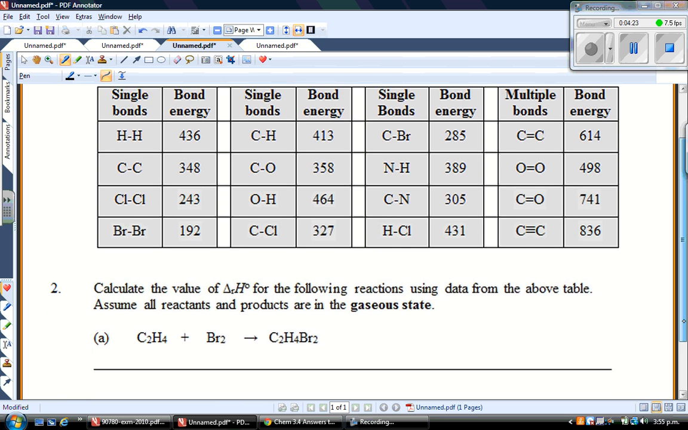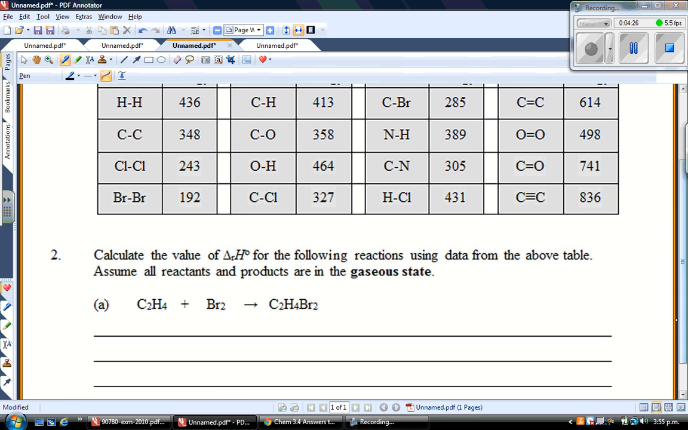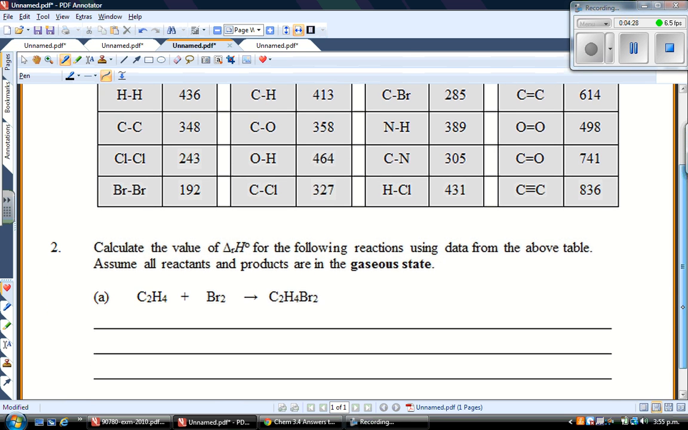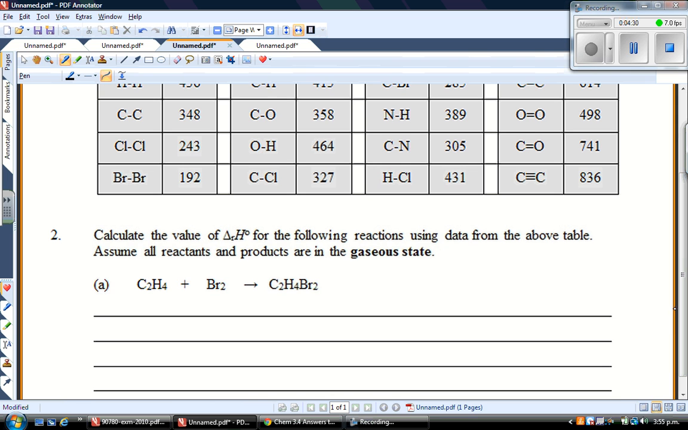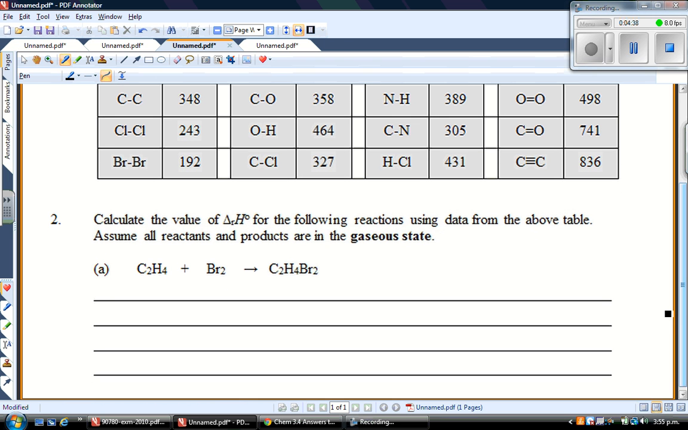So here's a question. Question 2, calculate the value of enthalpy for the reaction for the following equation using data from the table above. Assume all reactants and products are in the gaseous state, which is a requirement for calculating enthalpy using bond energies. So the very first thing to do here is to make sure that you take each of these condensed formulae and you expand them out into full structural formulae.